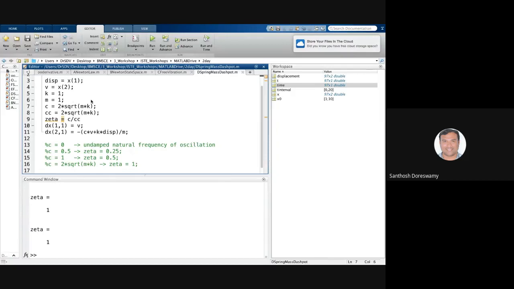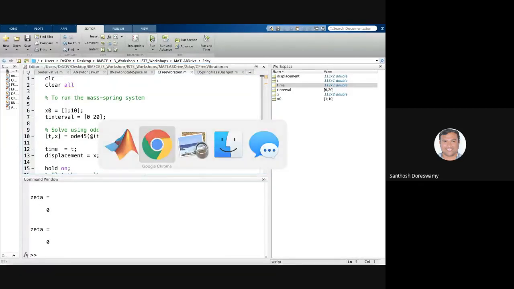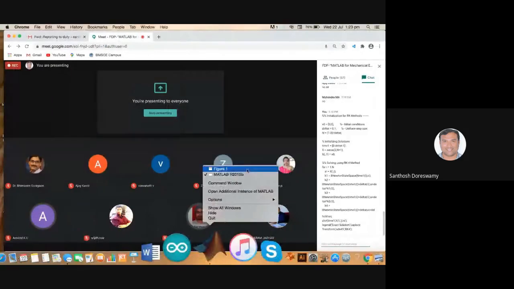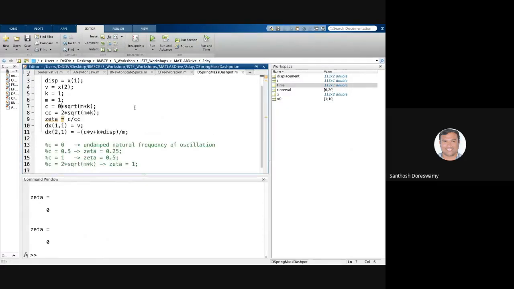Suppose I give c to be 0, that means I will have absolutely no damping in the system. Then there is an exchange of kinetic energy with potential energy, so the mass will execute a simple harmonic motion. Here you see a sustained oscillation that keeps going in time, because there is no dissipation in every cycle of oscillation. So this was a critically damped case, and this was your undamped case, right?